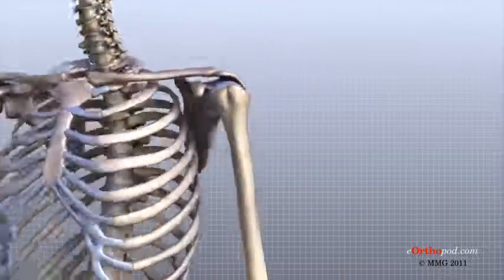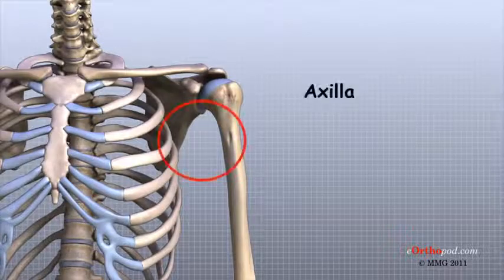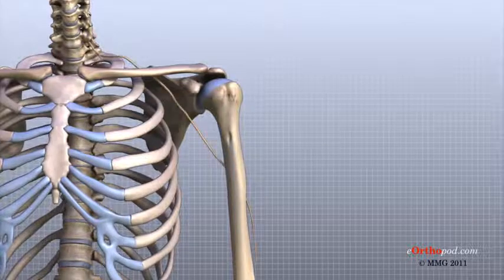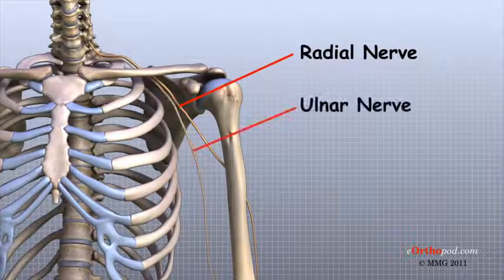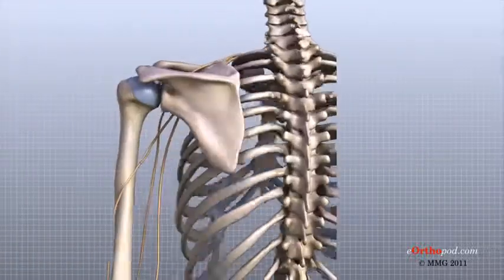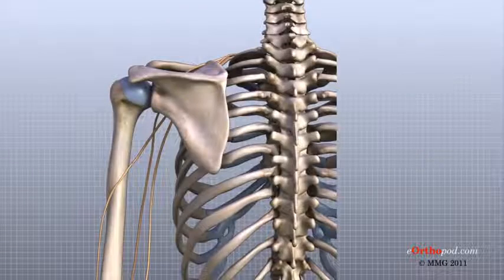The main nerves that travel into the arm run through the axilla under the shoulder. 3 main nerves begin together at the shoulder: the radial nerve, the ulnar nerve, and the median nerve. These nerves carry the signals from the brain to the muscles that move the arm. The nerves also carry signals back to the brain about sensations such as touch, pain, and temperature.